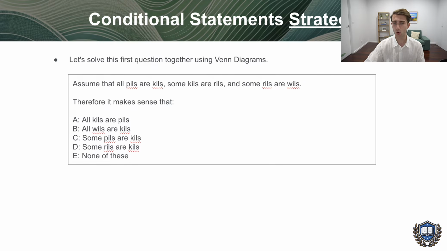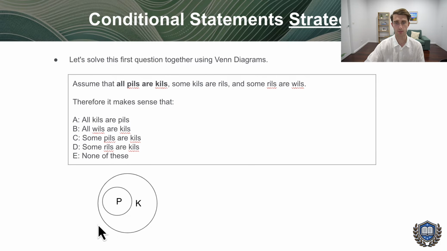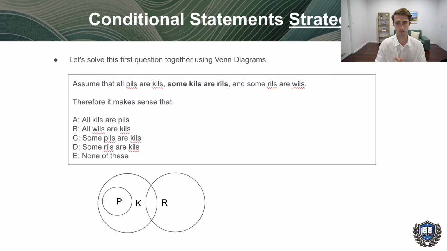First one, all pills are kills. We do that, of course, like this. All of the pills are a part of the bigger group of kills. Second one is some kills are rills. So we know when we represent some, there should be 2 circles mingling together. So there should be a K circle with an R circle mingling together, exactly like this. And so now we've got 2 of the relationships plotted down with Venn diagrams.